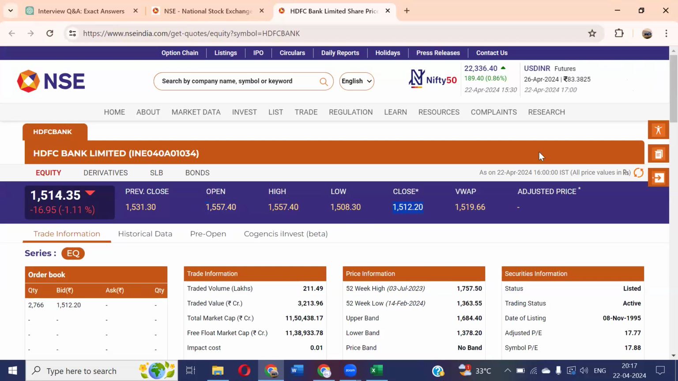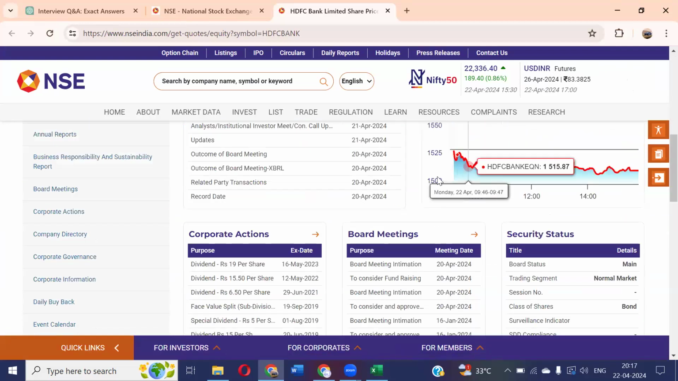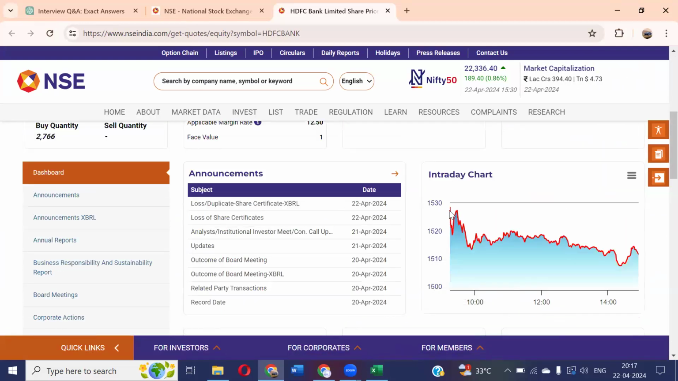Even if you see the trend, the graph will be downwards only, like this. See this here. The starting price is this much and it ends up with this. So is there any chance to make a profit in this case? Yes, sir. Sir, can I tell in Telugu? Yeah, tell me.